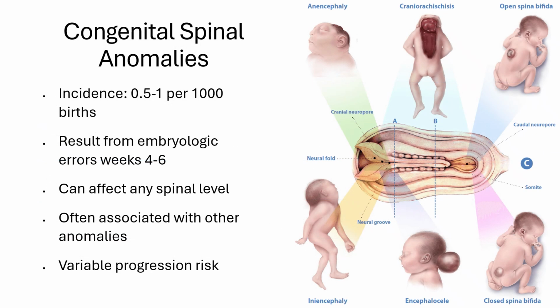Congenital spinal anomalies represent a fascinating example of how small errors during critical developmental windows can create lifelong consequences. These conditions occur in approximately 0.5 to 1 per 1,000 births, making them common enough that you'll encounter them regularly in your clinical practice. To understand these anomalies, think of spinal development as a complex construction project where the building blocks must form correctly and then assemble in precise sequence.